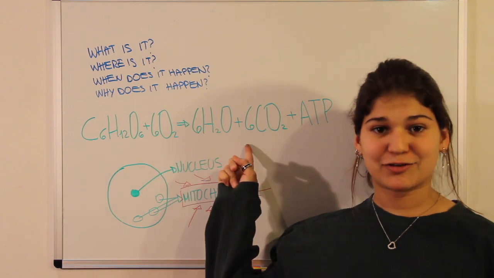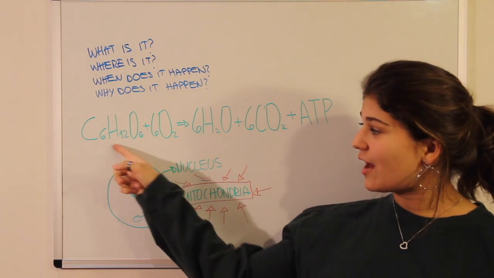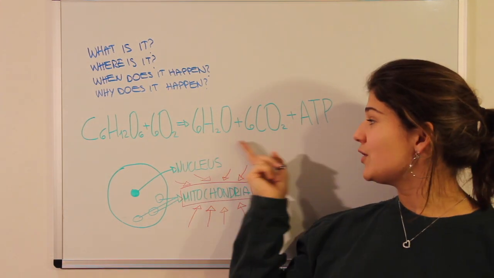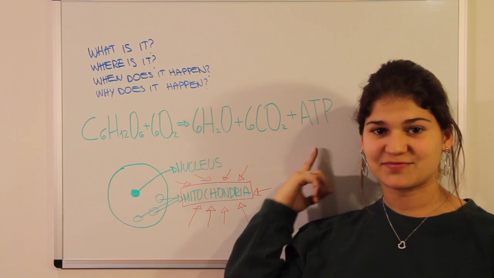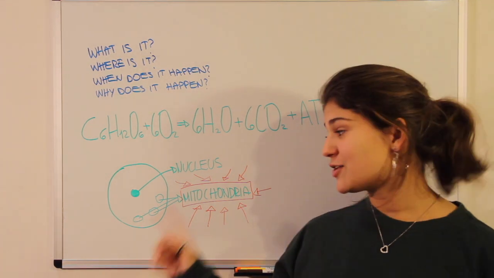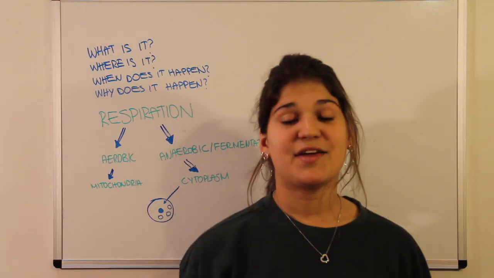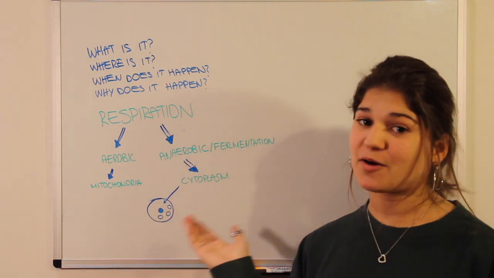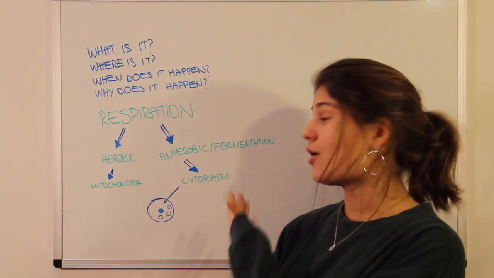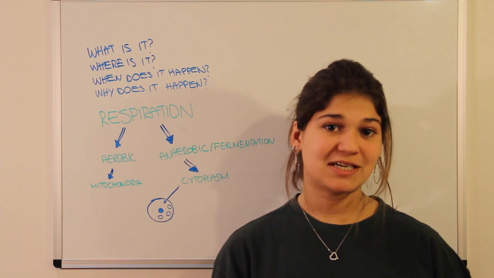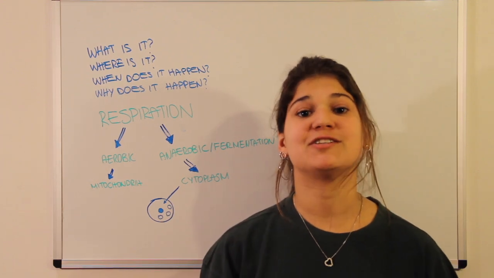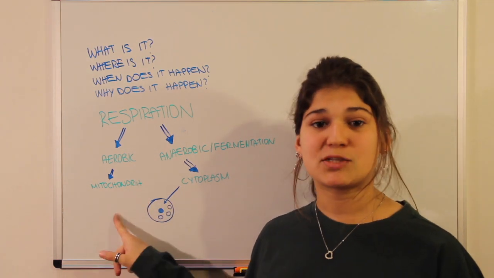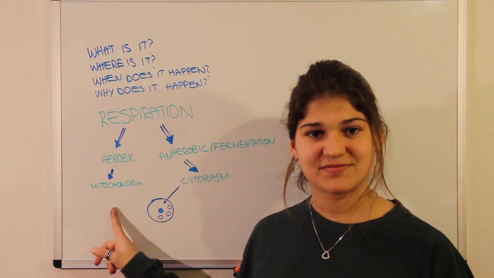This is the reaction for respiration, showing how glucose and oxygen can produce water, CO2, and energy. This process occurs in the mitochondria of all living cells. There are two types of respiration processes, aerobic and anaerobic respiration, and anaerobic respiration can also be called fermentation. The chemical reaction seen before belongs to aerobic respiration, which takes part in the mitochondria of cells.